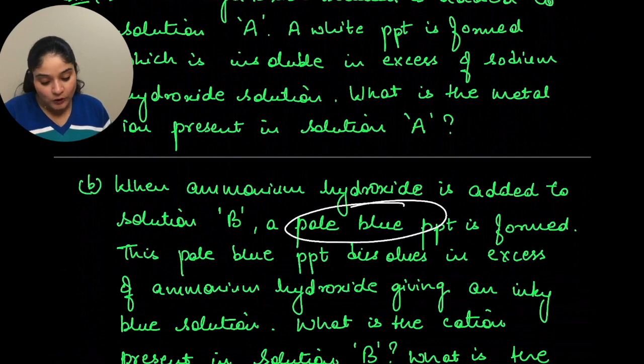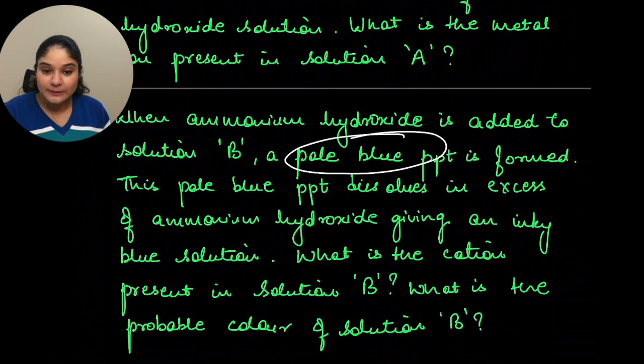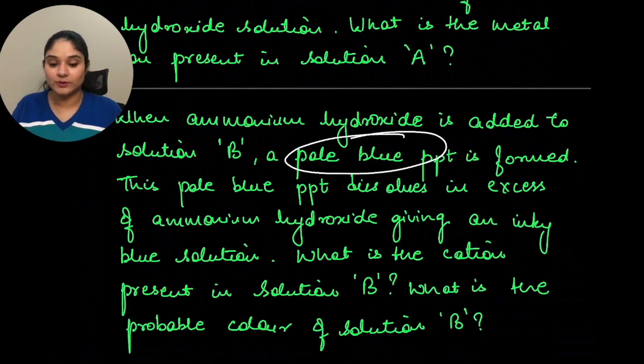When ammonium hydroxide is added to solution B, a pale blue precipitate is formed. This pale blue precipitate dissolves in excess of ammonium hydroxide, giving an inky blue solution. What is the cation present in solution B? What is the probable color of solution B? So that will be copper. And what is the color of solution B? It is blue. Okay students, let's move ahead to the next one.